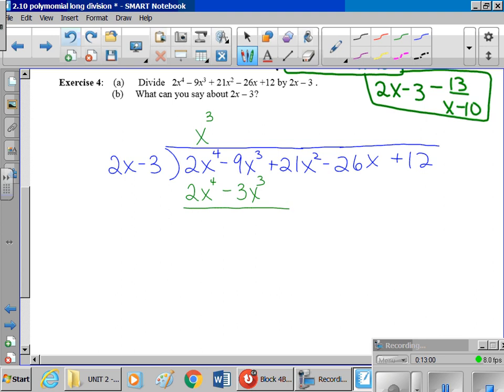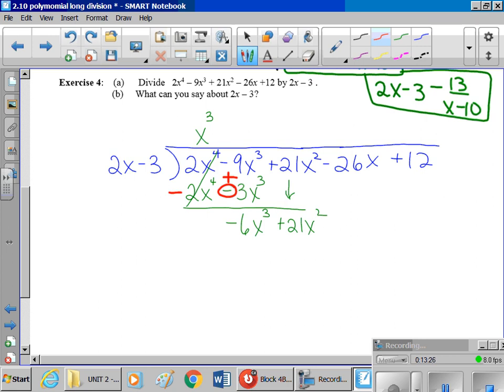Now this isn't working out nice because everything is in order. So change your signs. Minus, plus, and then we get these canceling. So negative 9, positive 3 is a negative 6x cubed. And now bring down the plus 21x squared.